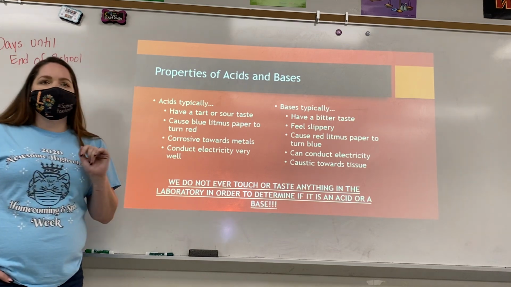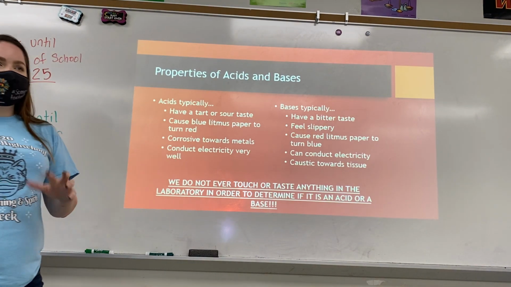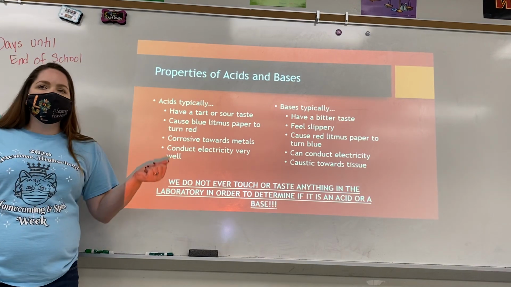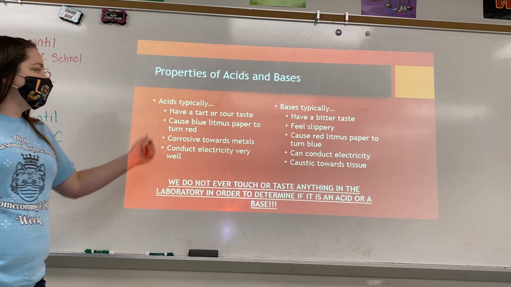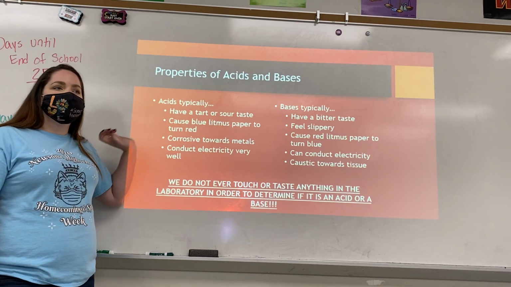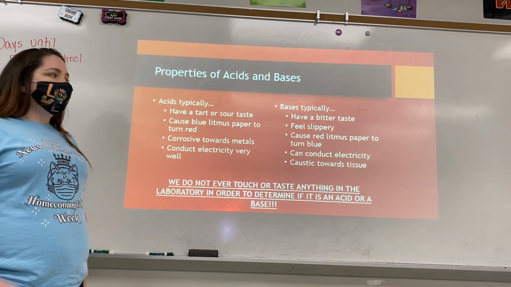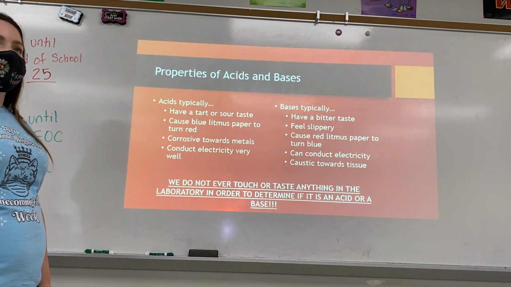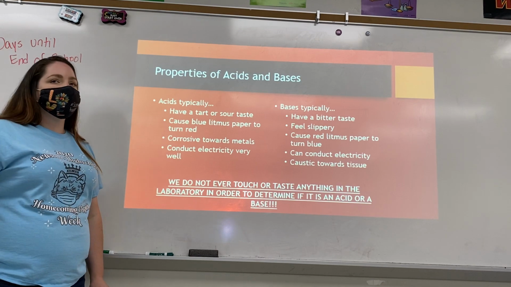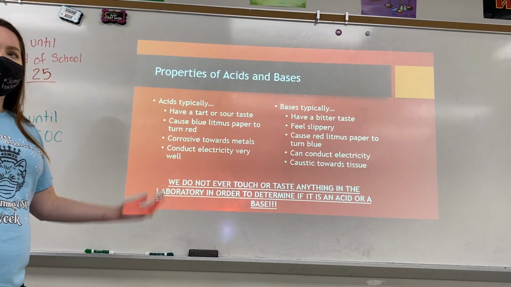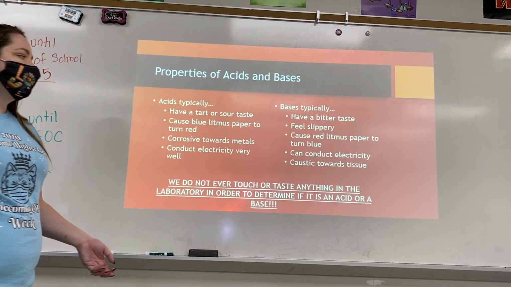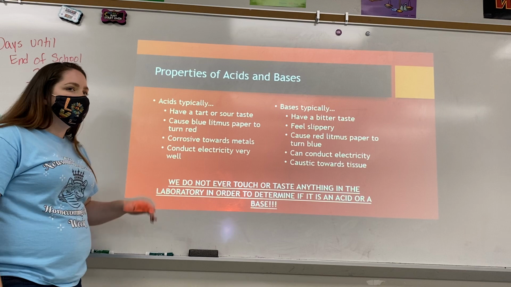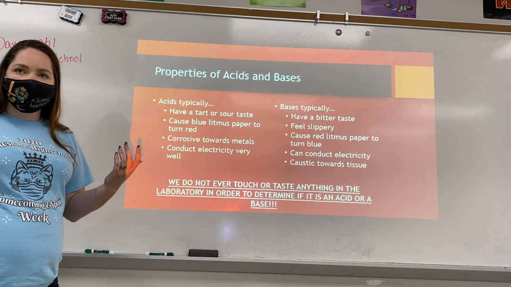Litmus paper, I will show you what it looks like next week. It is just a special colored paper that you either have as blue litmus paper or red litmus paper. If you put a piece of blue litmus paper into an acid, it will turn red. If you put a piece of red litmus paper into a base, it's going to turn blue. If you put a piece of blue litmus paper in a base, it won't do anything. It'll stay blue. If you put red litmus paper in an acid, it won't do anything. It'll just stay red.